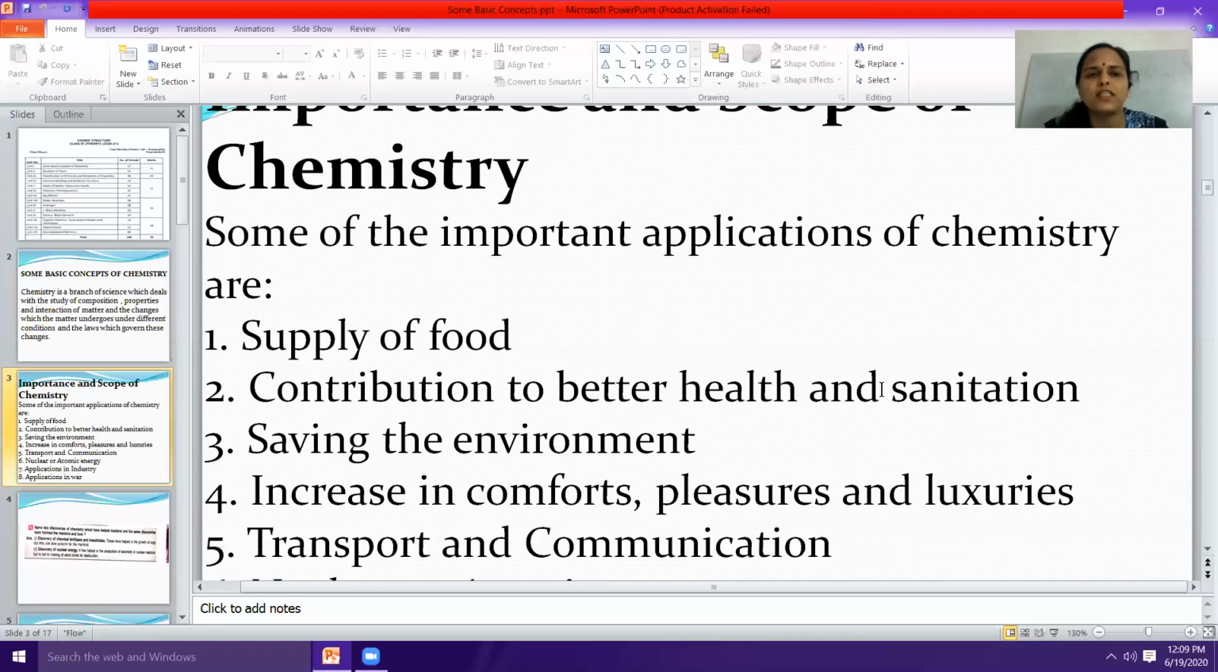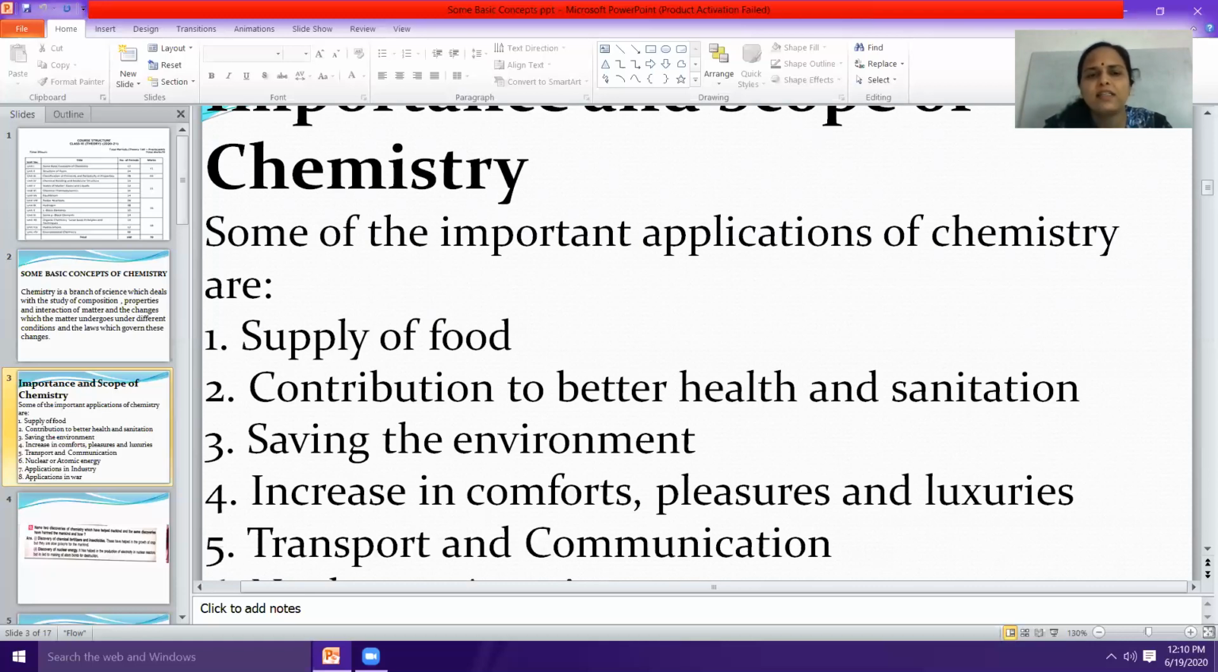Next, fourth point is increase in comforts, pleasures and luxuries. So chemistry has played a big role in increasing comforts, pleasures and luxuries. Synthetic fibers which we are wearing, such as terylene, nylon, rayon, etc., are comfortable, durable and also attractive in nature. Then you can see supply of steel and cement.